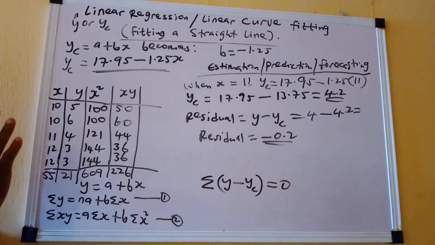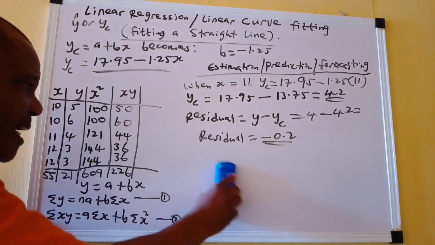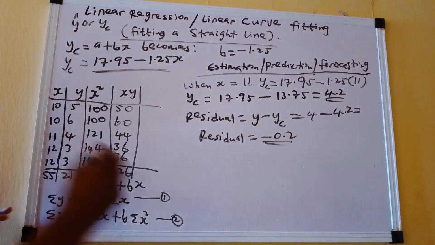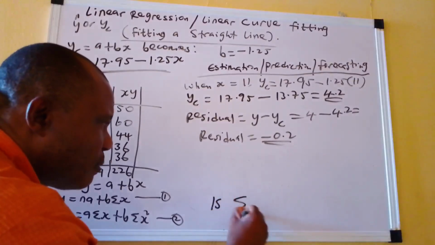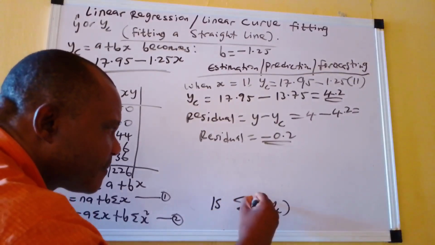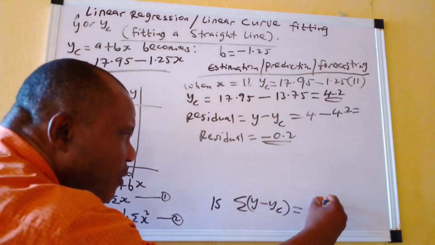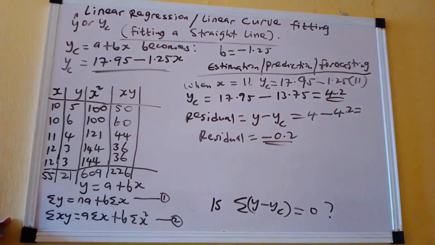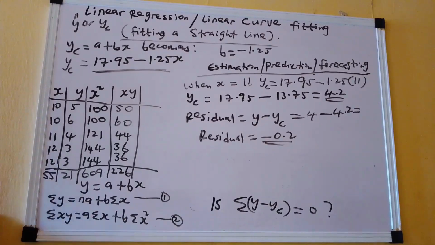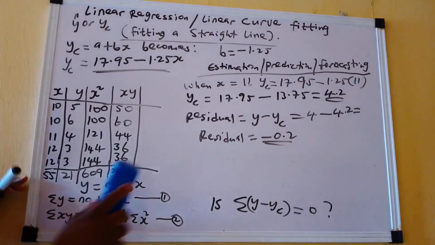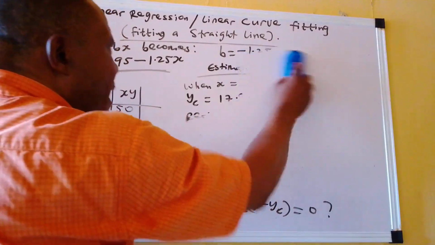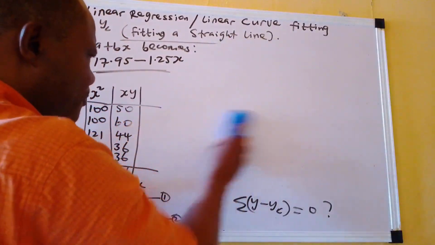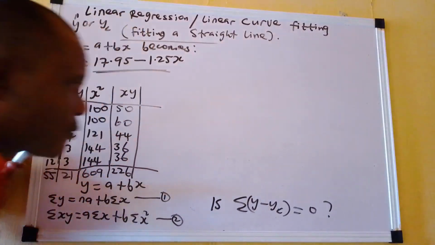So now let us see how we can go ahead and test for this particular value. The question is: is the summation of y minus yc equal to 0? That is the question we will answer. If it is equal to 0, the model or the straight line is a best fit for the data set. Now let's go ahead and see how we can carry that out.